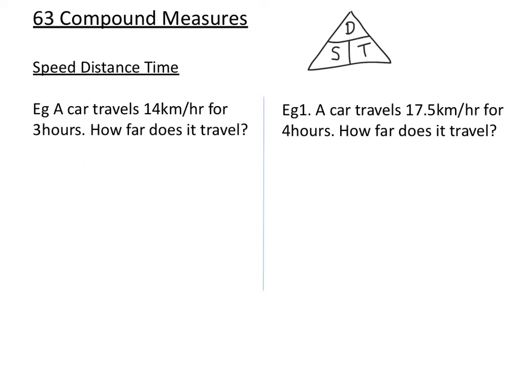So if you wanted to work out, for example, speed, you cover speed up, and you see it's distance divided by time. If you want to work out time, cover time up, it's distance divided by speed. And if you want to work out distance, cover it up to see it's speed times time.